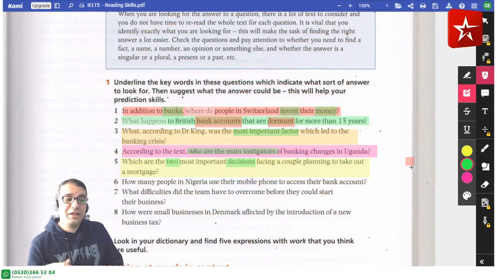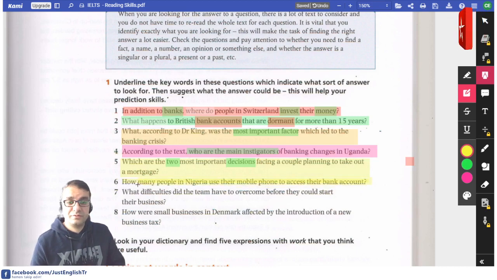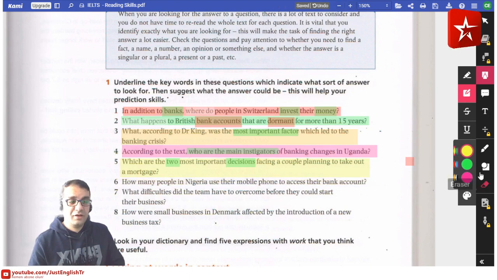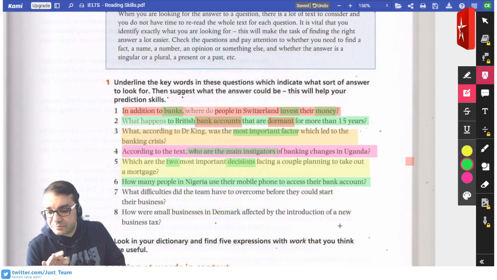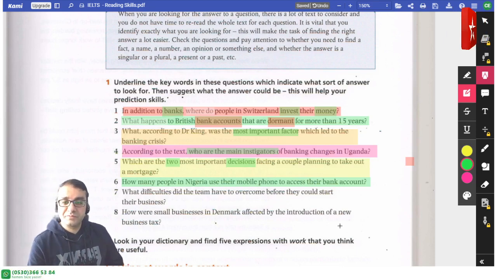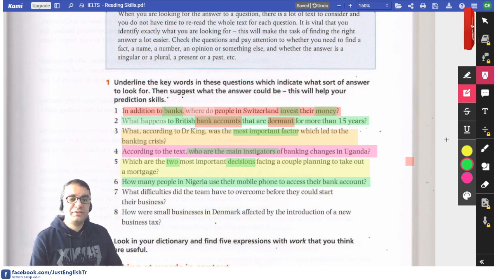Okay, now let's go more easier. Let's go for number 6. Sorry again, let me just remove the thing. Okay. Let's go for number 6. How many people in Nigeria use their mobile phones to access their bank account?